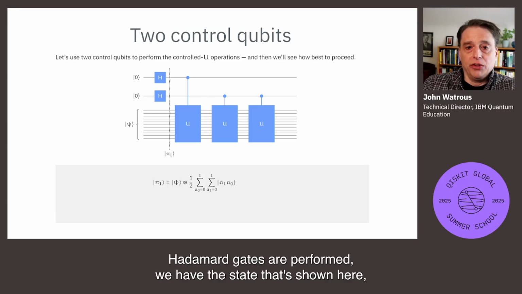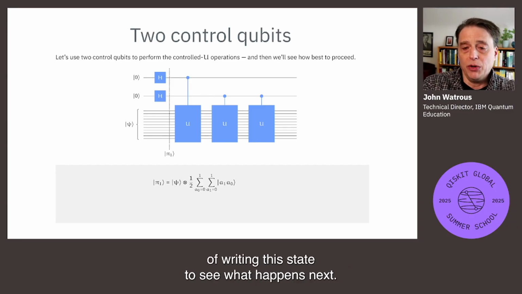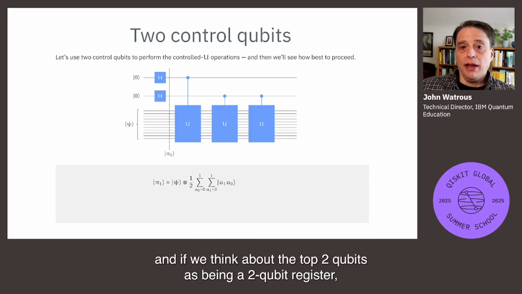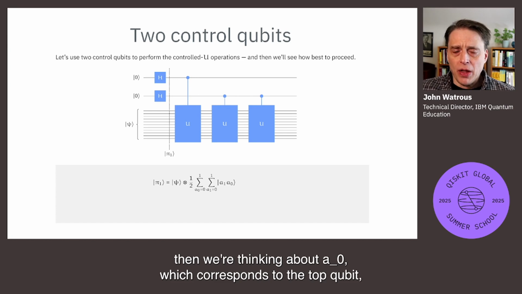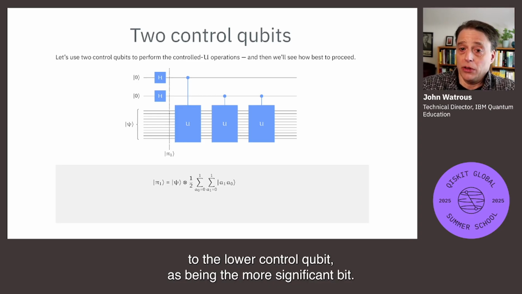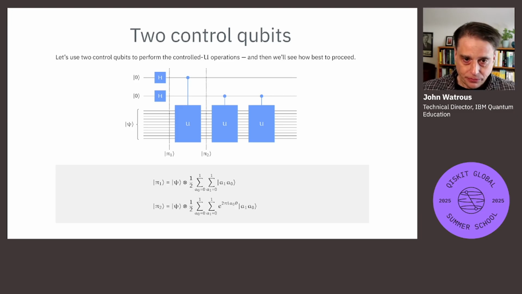After the Hadamard gates are performed, we have the state that's shown here, and this is going to be a convenient way of writing this state to see what happens next. A0 and A1 are bits, and if we think about the top 2 qubits as being a 2-qubit register, then we're thinking about A0, which corresponds to the top qubit, as being the lesser significant bit, and A1, which corresponds to the lower control qubit, as being the more significant bit.